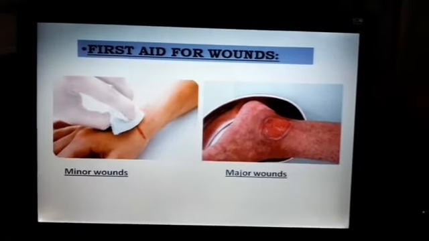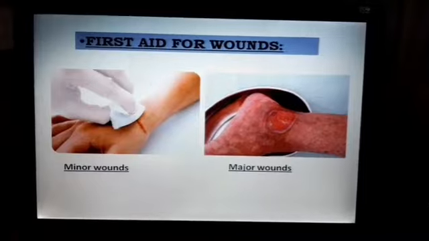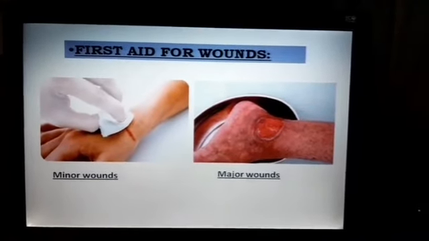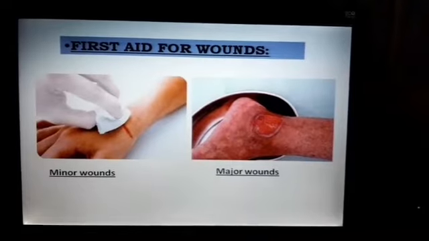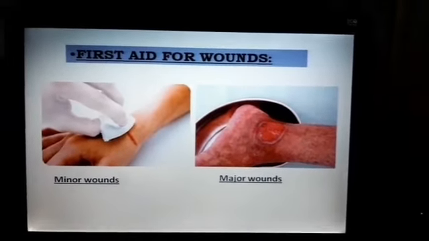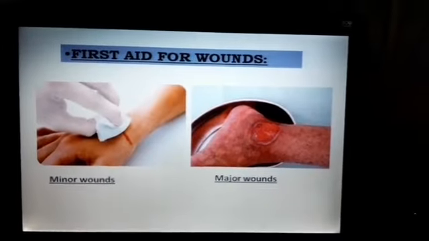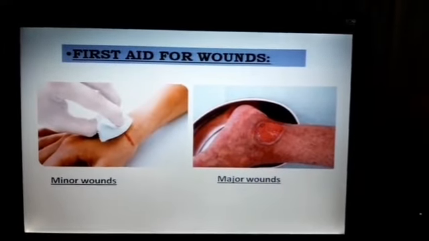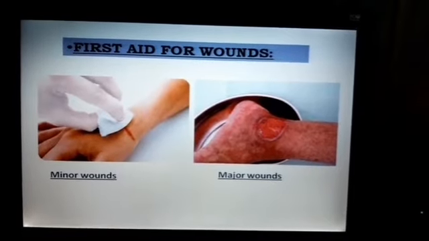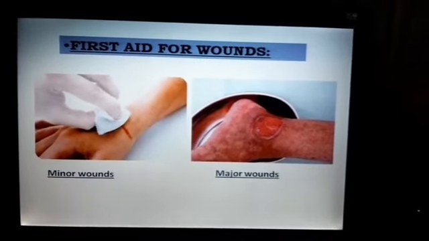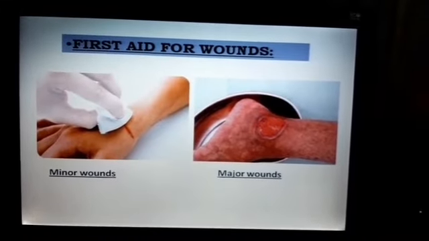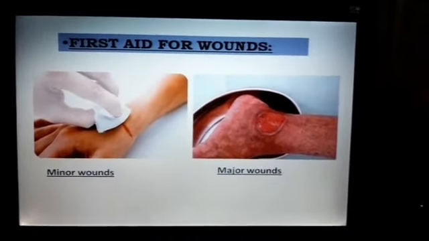But in case of major wounds, we should try to stop the bleeding by tying a tight bandage above the wound. Clean the wound and cover it with a piece of cloth. And rush the person to the doctor, as the wound may require stitches or an injection may need to be given to the patient to prevent tetanus.